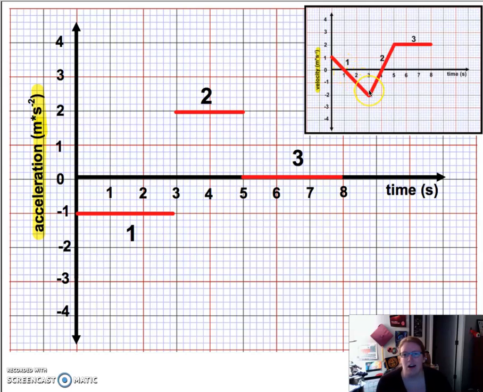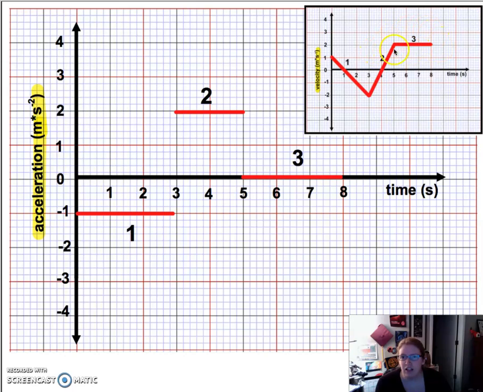Kind of tricky. But we switched to having a positive acceleration, which means that we're actually slowing down in the negative direction. And then we start speeding up in the positive direction. And so here I have a positive slope, a positive acceleration of 2 meters per second squared.